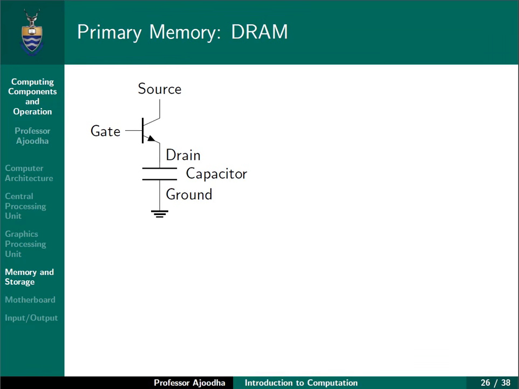So computer memory refers to the physical devices used to store data or programs. Often this is temporary or permanent storage. So it really depends on what type of memory we're referring to.